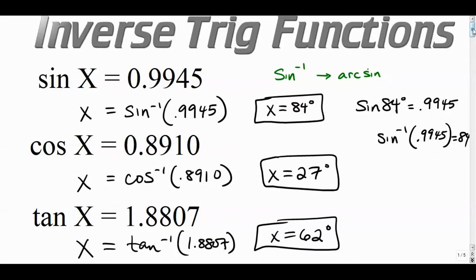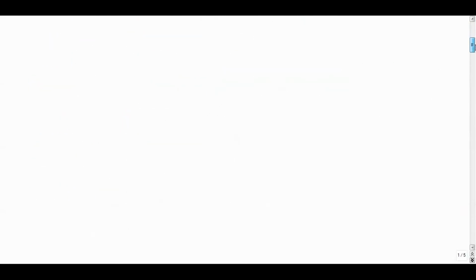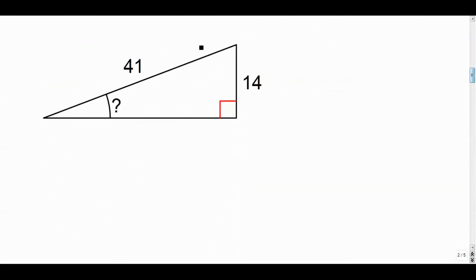Alright, so that's the basics. Let's get into some examples. We're going to do 3 examples here, and then I'll give you some to try on your own. Number one, I'm looking for the angle that's missing. I can call that angle whatever I want, so let's call it W. To find angle W, I'm given the opposite side.